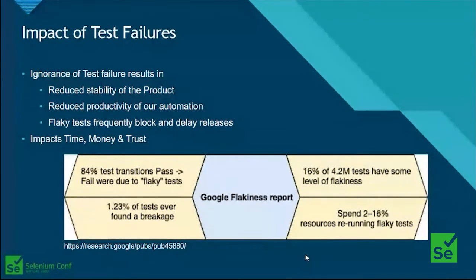This test flakiness not only impacts small companies, but it also impacts the big ones. Now let's consider an example of Google. Here in this image, you can see a publication released by Google in which they collected a large sample of internal test results over a month and uncovered some interesting insights. Around 84% of their transitions from pass to fail were due to flaky tests, and only 1.23% of tests ever found a breakage. Almost 16% of their 4.2 million tests have some level of flakiness, and they spend around 2 to 16% of their compute resources in rerunning these flaky tests.